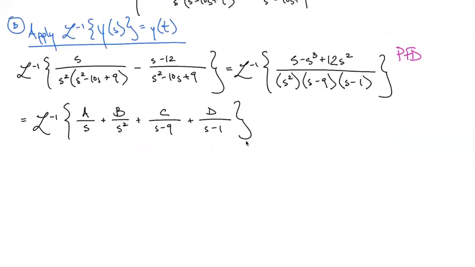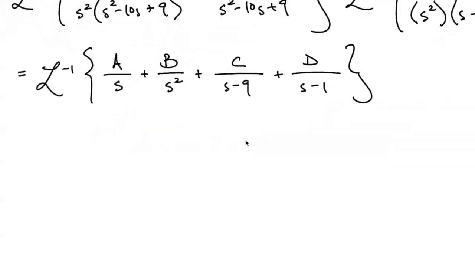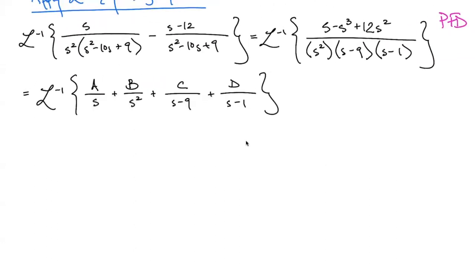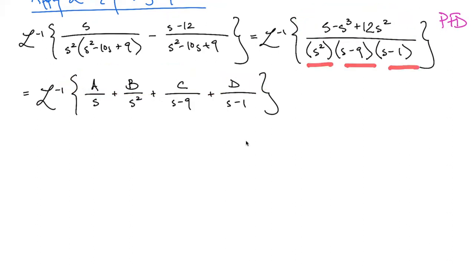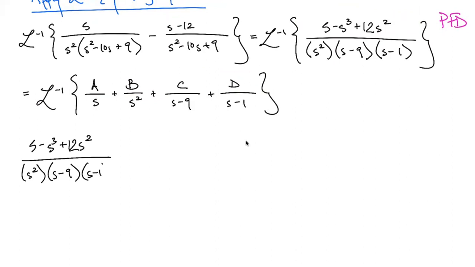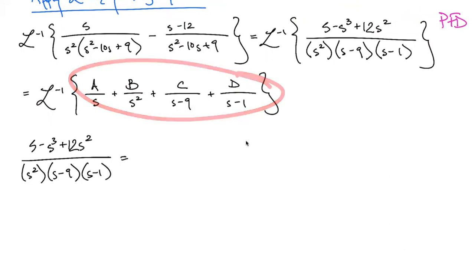Do I have enough room? Okay. So if we're setting up our system of equations, what we want to think about is how we take this numerator and set it equal to the equivalent numerator here as long as the denominators are all the same, right? And so for our system, we have 5 minus s cubed plus 12s squared over s squared times s minus 9 times s minus 1 equals, and let's go ahead and build out a common denominator as we go here, okay?